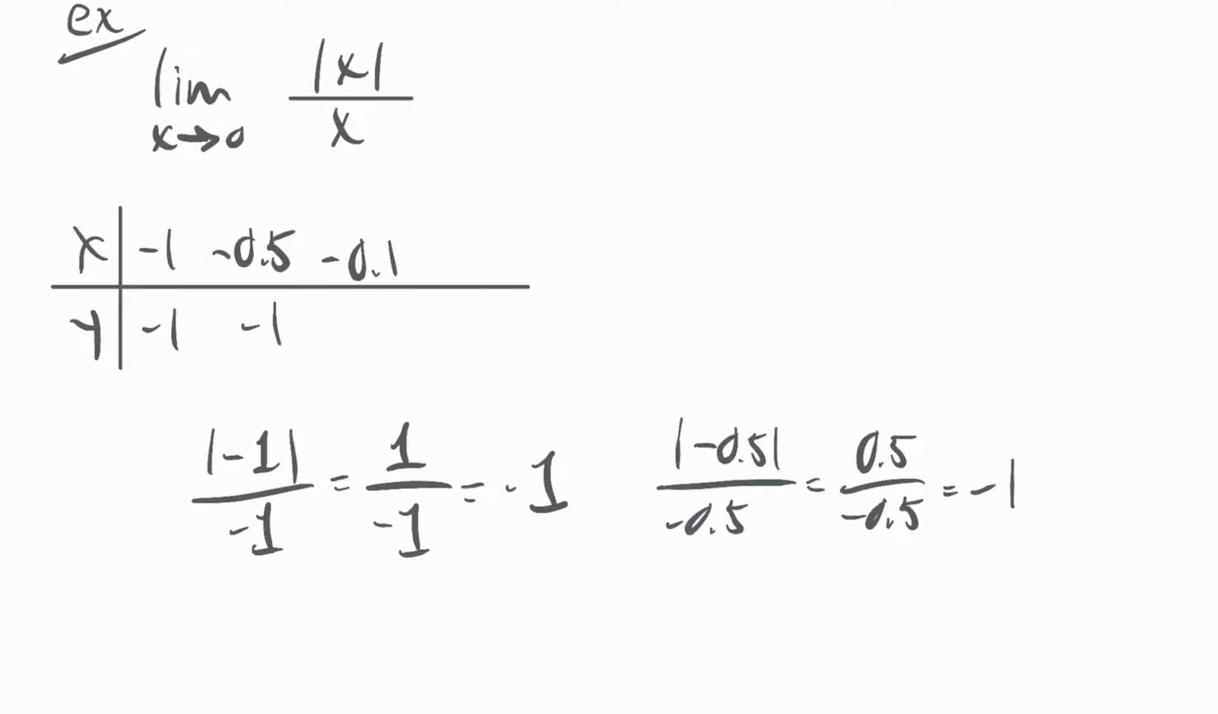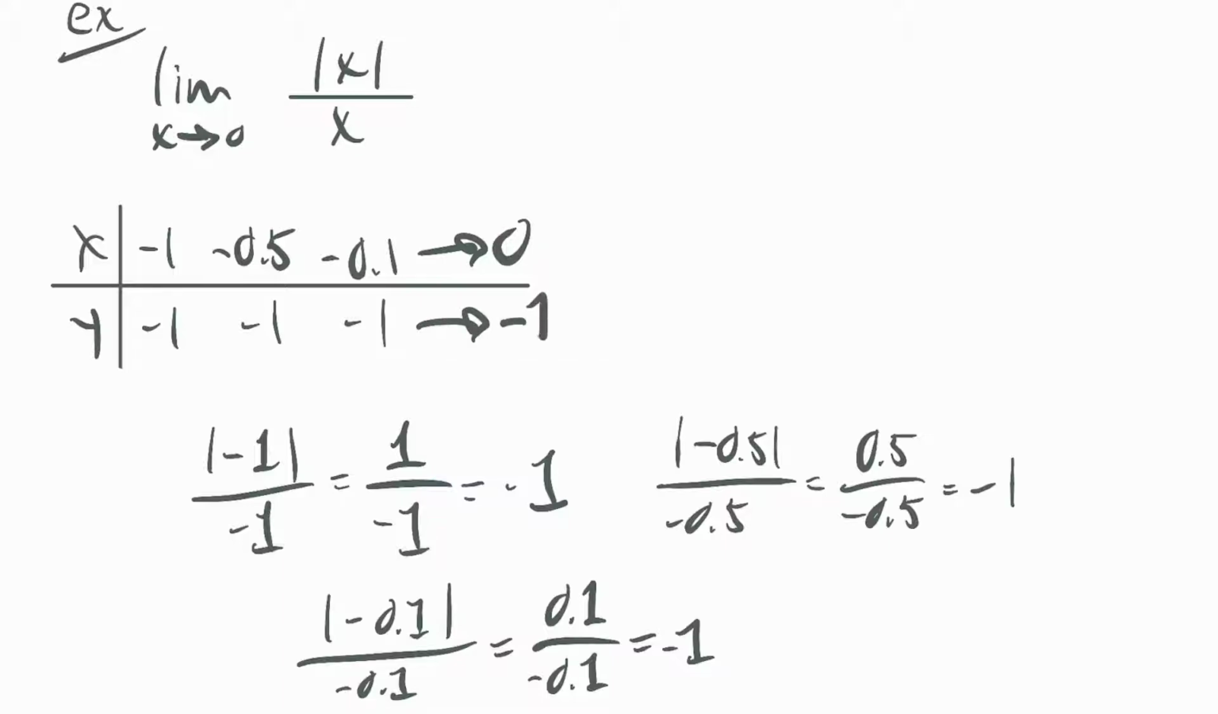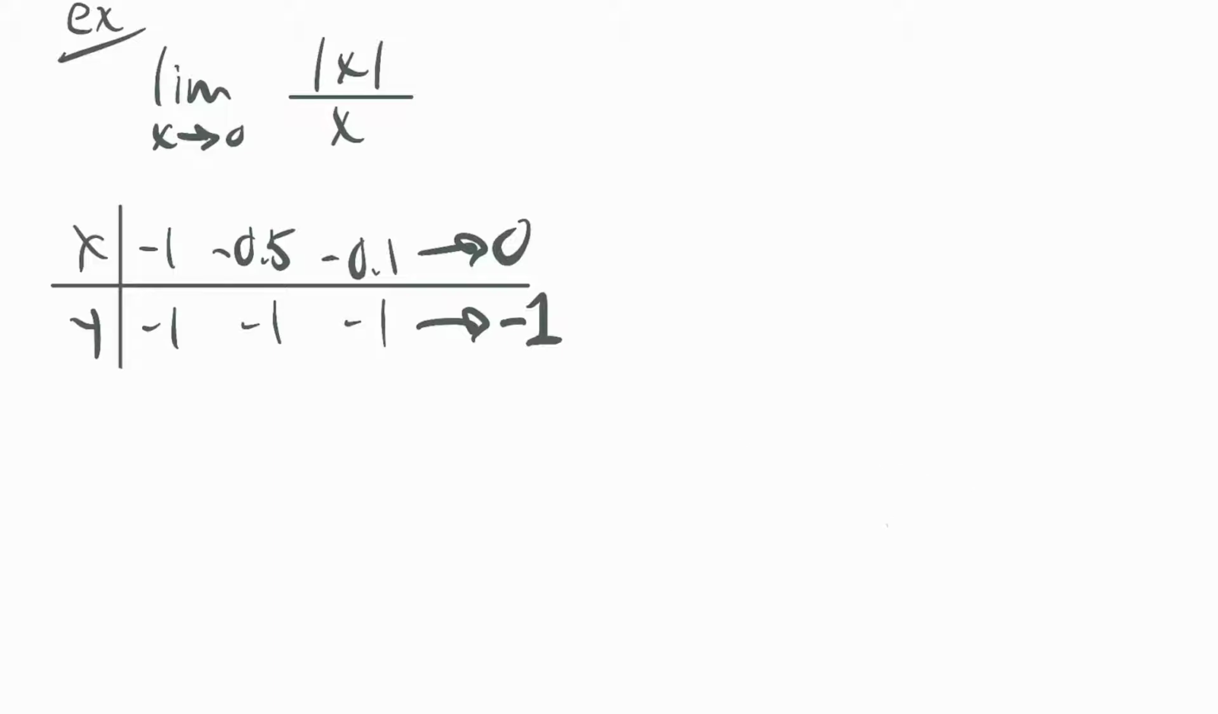Well, if you work this out, absolute value of -0.1 over -0.1, well, that's going to be 0.1 over -0.1. Well, if you divide that out, you get -1. So we get -1. So the result's always -1. So as we get closer to 0 from the left, we get -1 in the y coordinate. Okay, so I'm going to get rid of all this, and then we'll do the other side, and then we'll look at the graph after that.